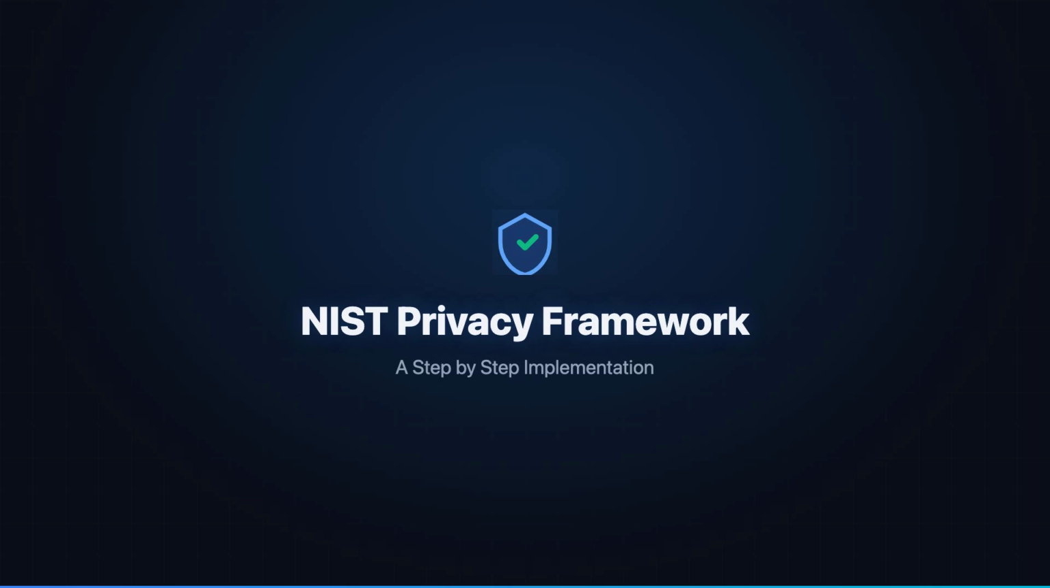In the next 15 minutes, we'll walk through the 4 core functions of the framework: Identify-P, Govern-P, Control-P, and Communicate-P. You'll see how organizations assess privacy risks, build governance structures, implement controls, and create transparency with stakeholders. We use DataTrust Solutions as our case study throughout. Let's get started.